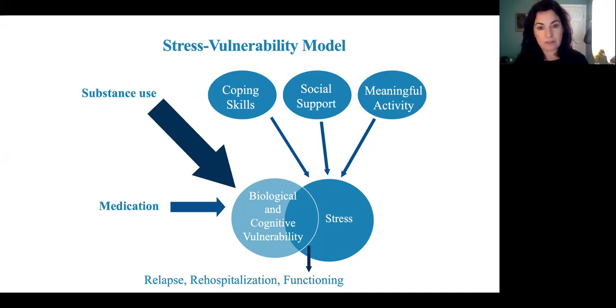Okay, so hopefully this picture is becoming a little clearer. At the top here, we've got the things that tend to reduce stress or make stress more palatable for people who have schizophrenia or who have had an episode of psychosis. One of those is coping skills, right? But not just any old coping skills. We're talking coping skills that work, that the person is willing to try and that actually make a difference. So we're going to teach you some of those today.